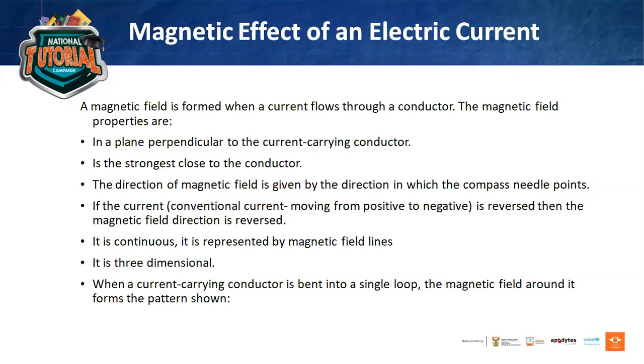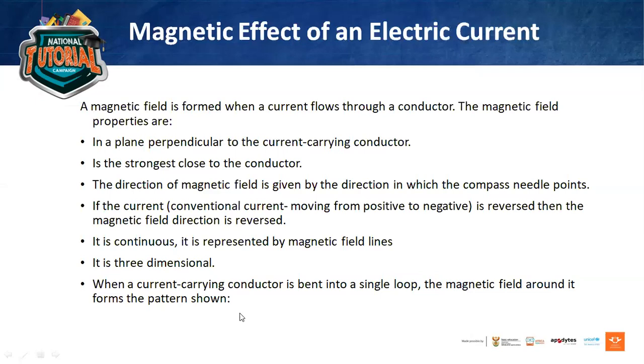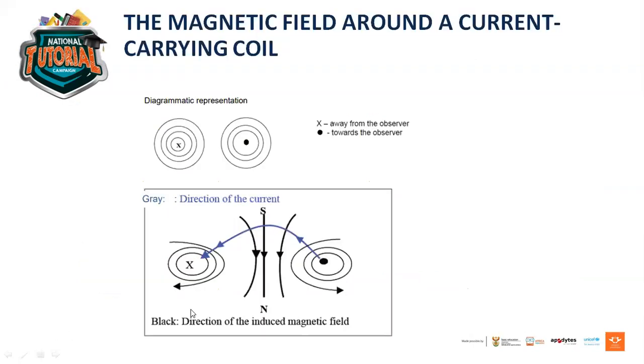It is continuous and it's represented by the magnetic field line. Okay, so the magnetic field will always be represented by these lines and these arrows, to show the direction. Okay, so it's an imaginary line. Remember, guys, you cannot see the magnetic field with the naked eye, so we illustrate it using these lines. Okay, so it's three-dimensional. So when a current carrying conductor is bent into a single loop, okay, so maybe you take your current carrying conductor and you bend it into a single loop, the magnetic field around it forms the patterns shown here. Okay, so this is how it's going to be.